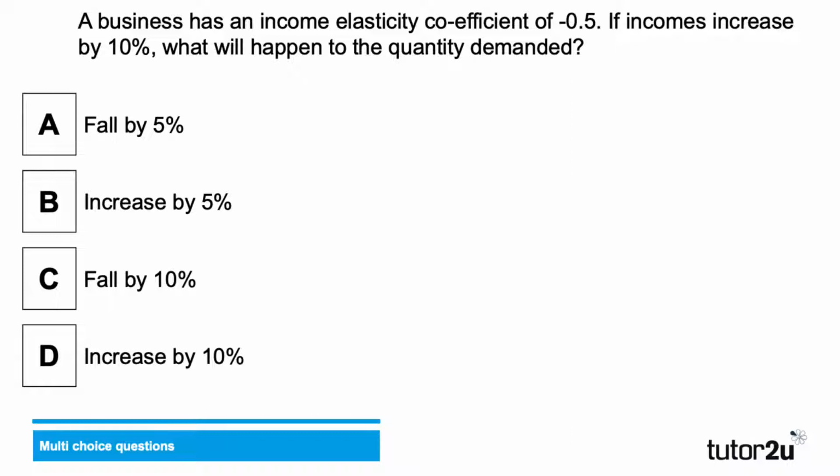Let's look at the next of our multiple choice questions. Maybe slightly more challenging. A business has an income elasticity coefficient of minus 0.5. If incomes increase by 10%, what will happen to the quantity demanded? Will it fall by 5%? Will it increase by 5%? Will it fall by 10%? Or will it increase by 10%? Choose A, B, C, or D and put your answer in the chat window, please. So income elasticity coefficient is minus 0.5. Incomes increase by 10%. What will happen to quantity demanded?